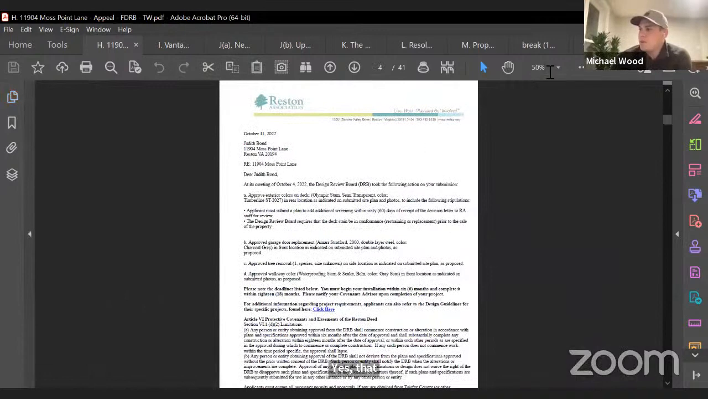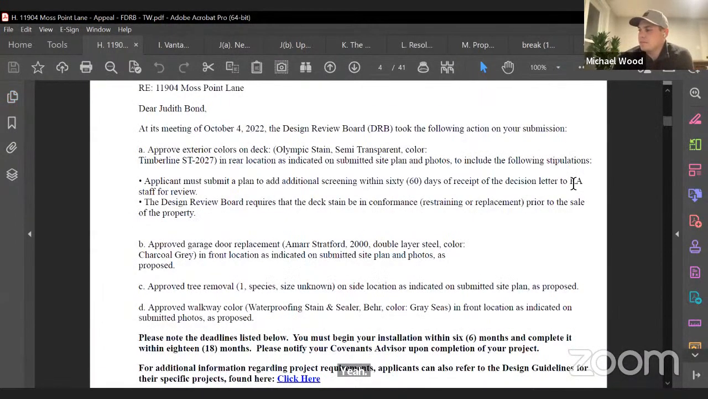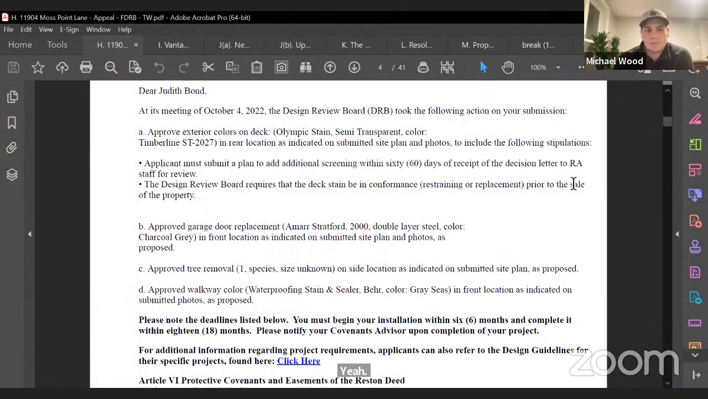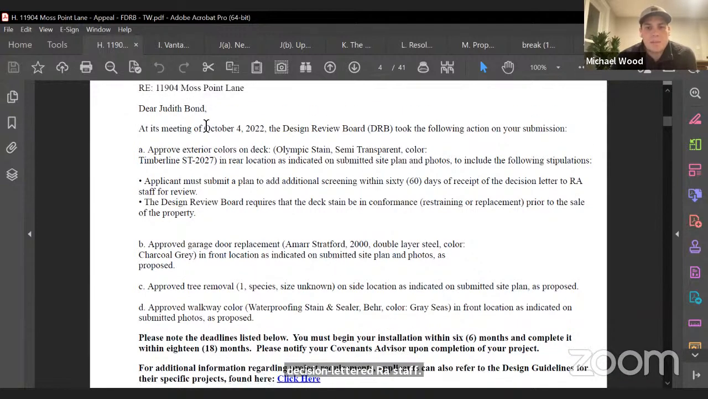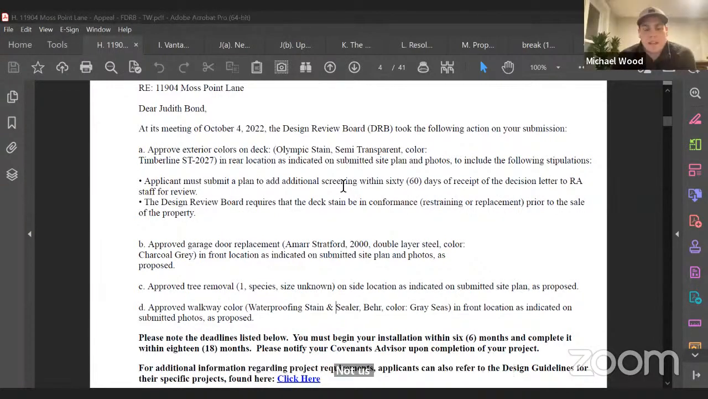So your appeal is about the wording in the approval letter, that little section that says the applicant must submit a plan to add additional screening within 60 days of the decision letter to staff. This was October 4th, so they have until basically December 4th. And staff, I'm assuming you have not received any sort of screening plan as of now? Not as of today. We have not.